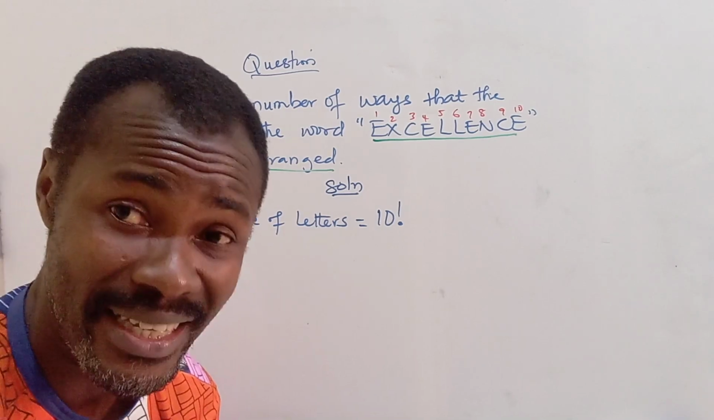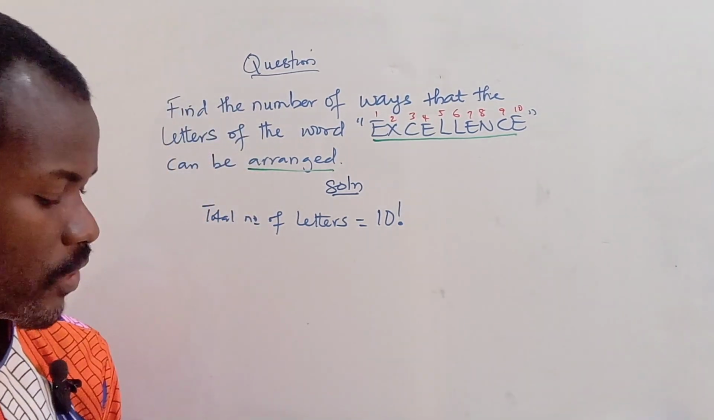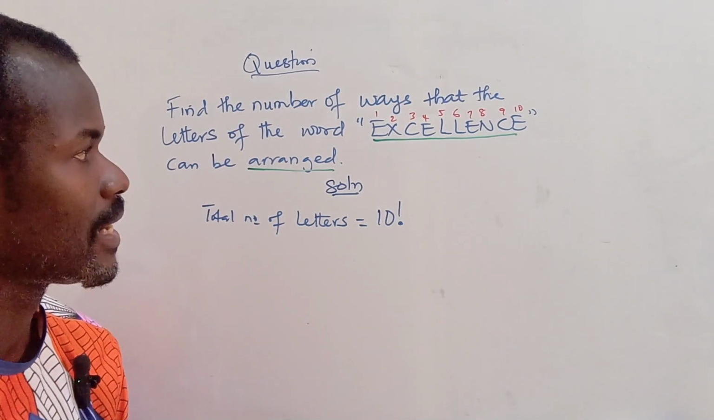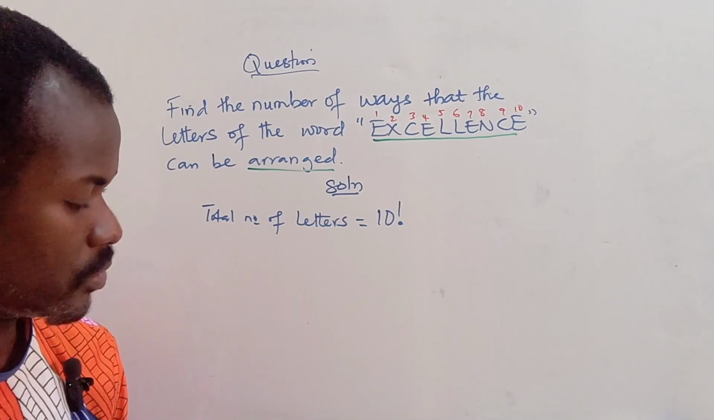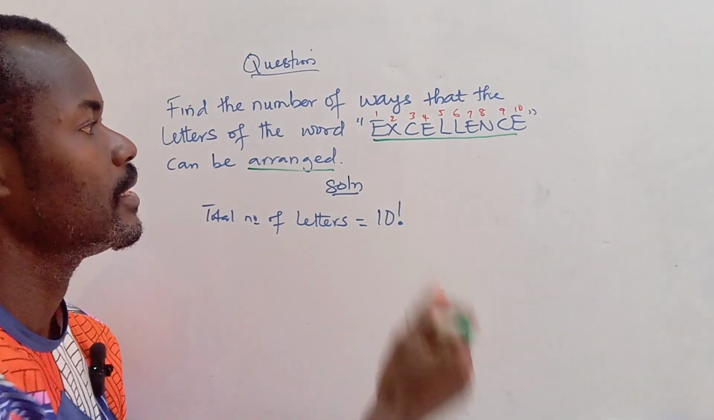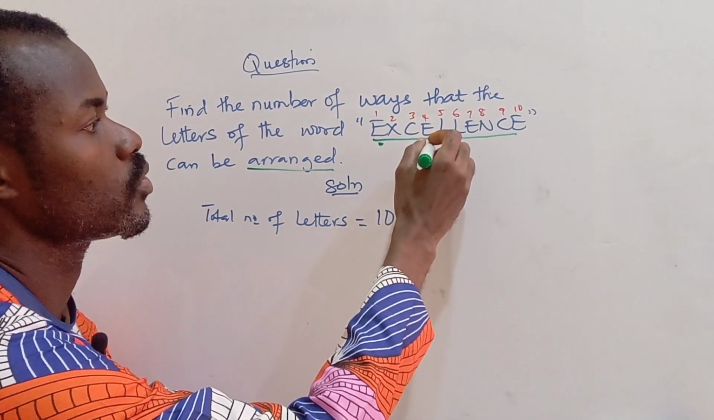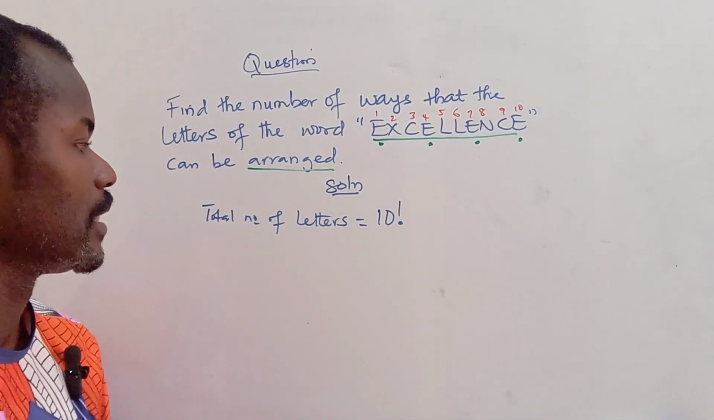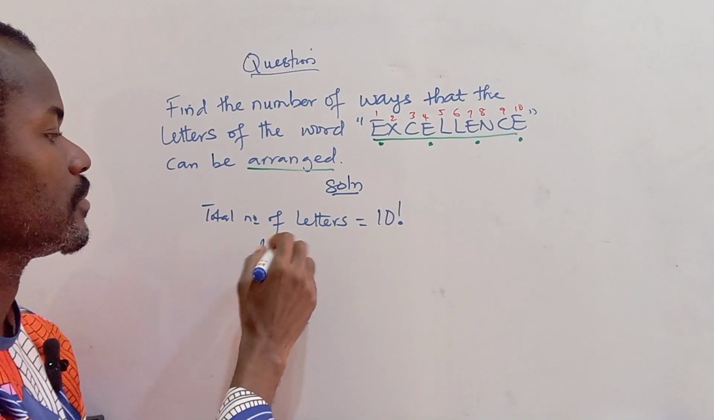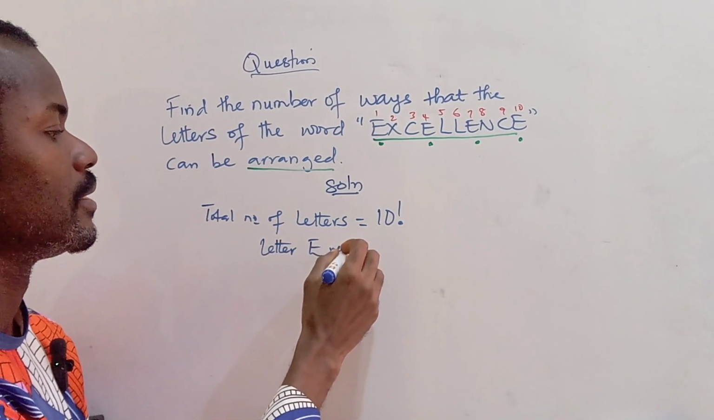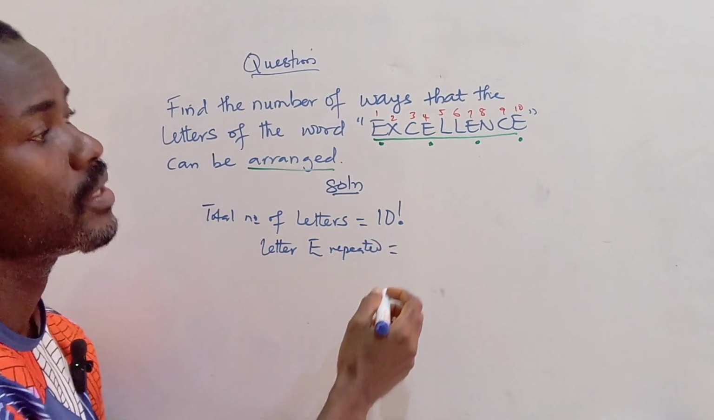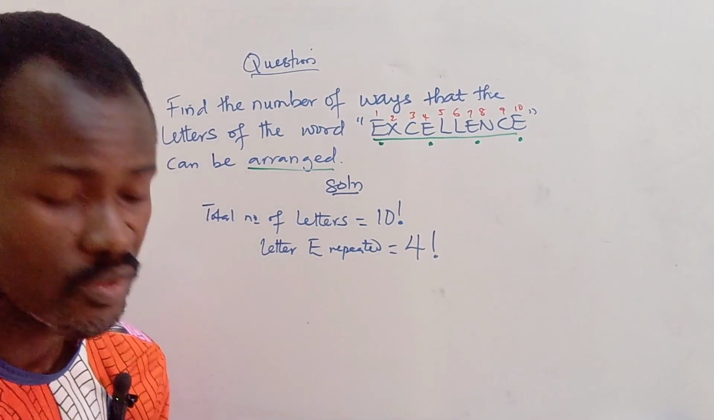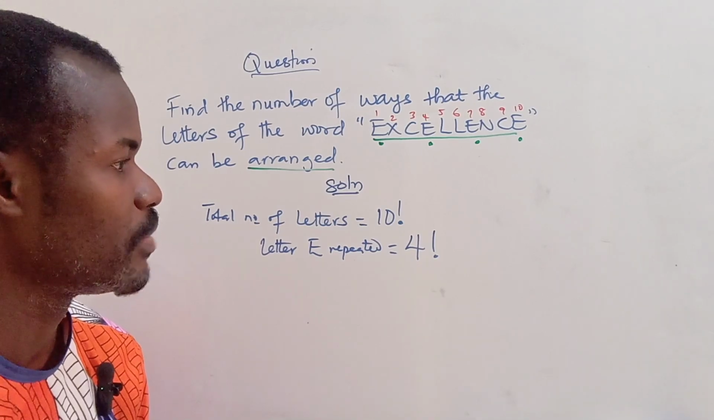The question is, are they repeated? It is yes. For instance, the letter E is repeated how many times? Let's check it out. For the letter E, I have it as 1, 2, 3, and 4. So letter E is repeated. Since it is 4 times, we are going to say 4 factorial.